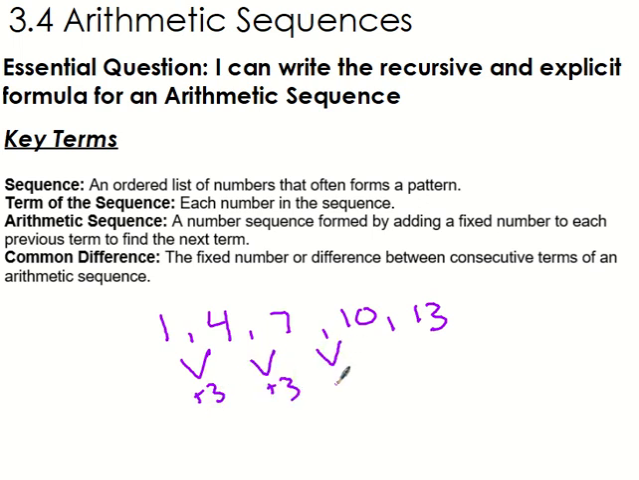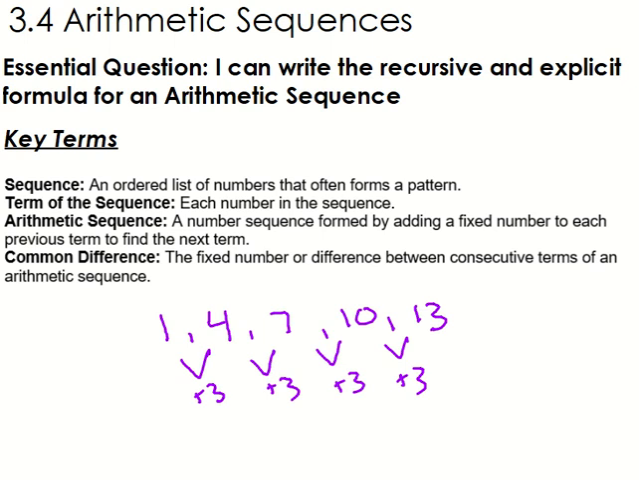So for it to be an arithmetic sequence, there has to be a common difference in between the numbers. And then it's a sequence. And then we can write two formulas for it, recursive or explicit. And the common difference here is three because I'm adding three each time.